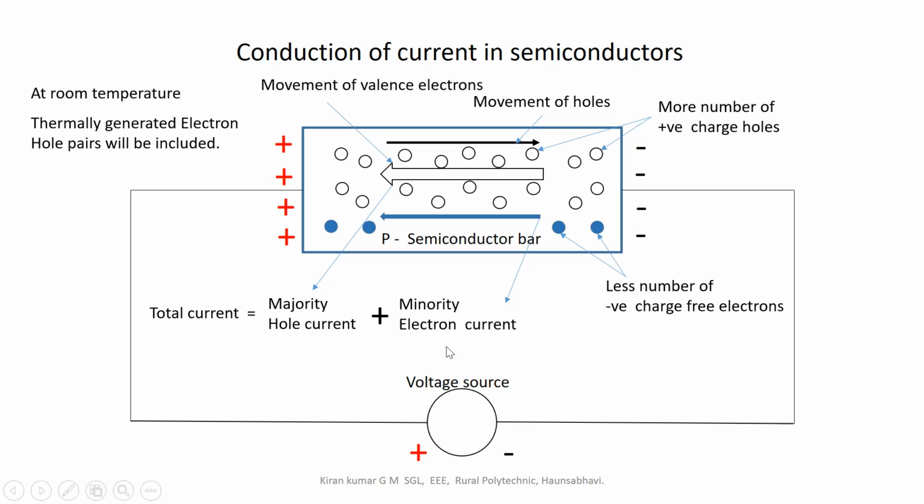In the external circuit, the direction of current is always represented opposite to the direction of flow of electrons. That is why the direction of current in the external circuit is shown from positive terminal towards the negative terminal of the voltage source.